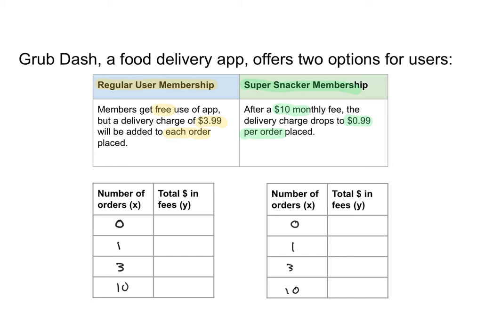All right, so what I would like you all to do is, let's do this one for our regular membership and then this one for the Super Snacker. Go ahead and get those y values filled in for 0, 1, 3, and 10. All right, here's what I got for mine. Go ahead and make sure that your tables and your notes match these, and then we'll get to graphing.